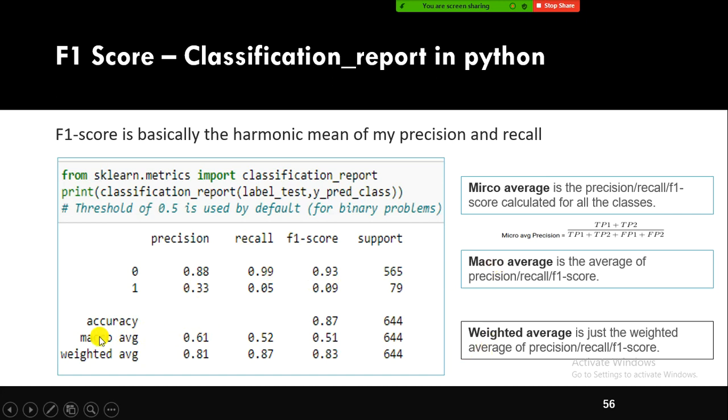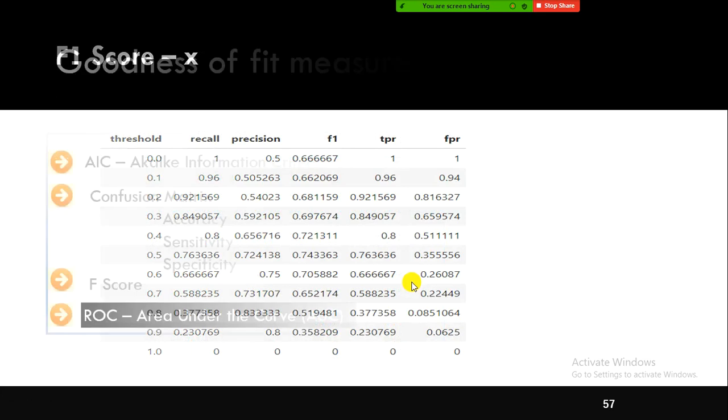Here I mentioned what these things are: what is weighted average, what is macro average, and accuracy. Accuracy is 0.7 with both of them. But when you look at this one, after you do the harmonic mean, you're getting 0.87. It's kind of okay.